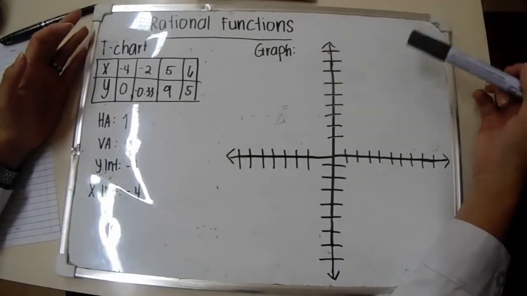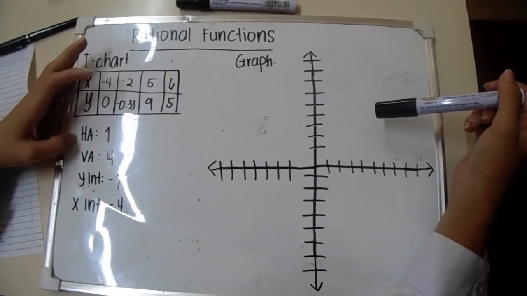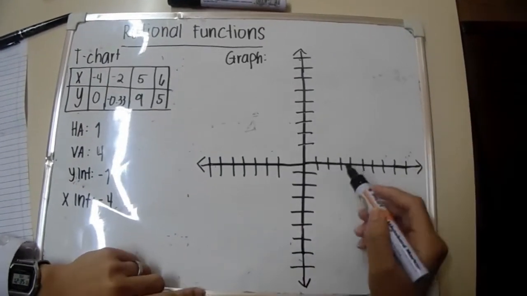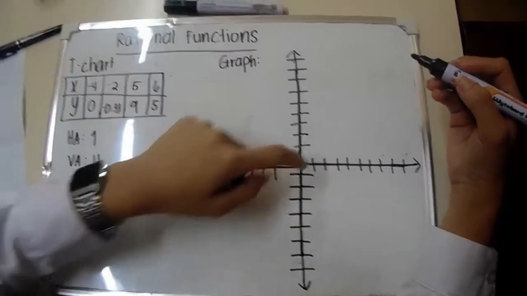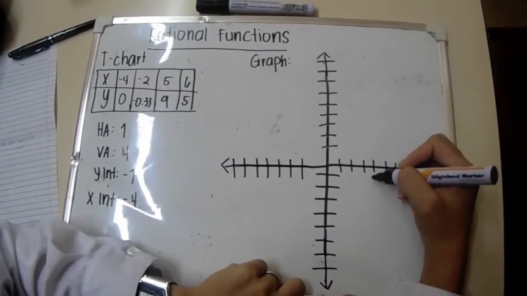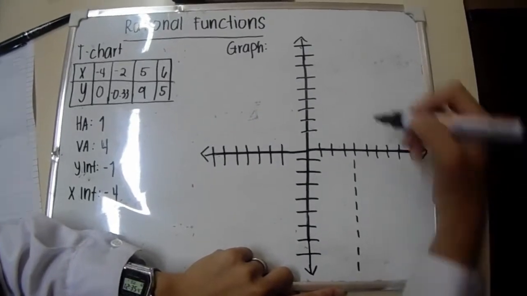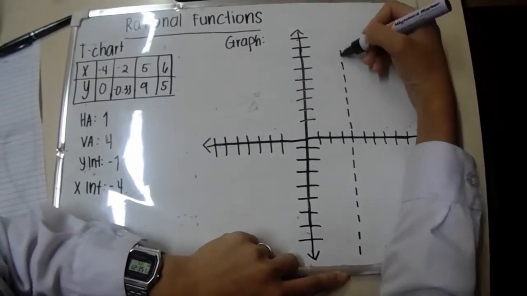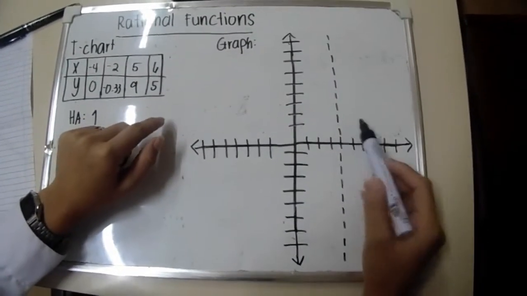So, to make a graph, you should plot your horizontal asymptote and vertical asymptote. So your vertical asymptote is positive 4. Let us count up to 4. 1, 2, 3, and 4. And your horizontal asymptote is positive 1.